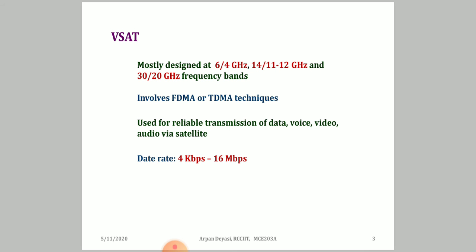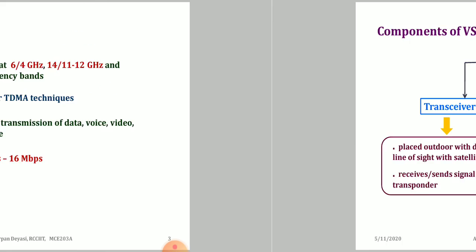Now you can make a data rate of 16 Mbps, which is a very high data rate, through VSAT. It normally started its journey from 4 kbps, and generally it set a limit up to 4 Mbps. Now people can move to 16 Mbps. So it's a very high data rate that is possible through VSAT.